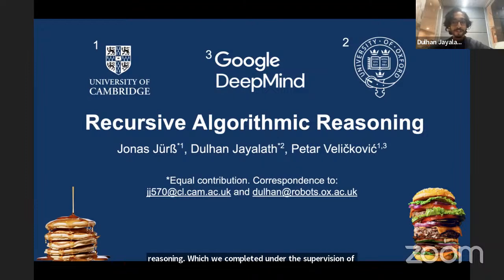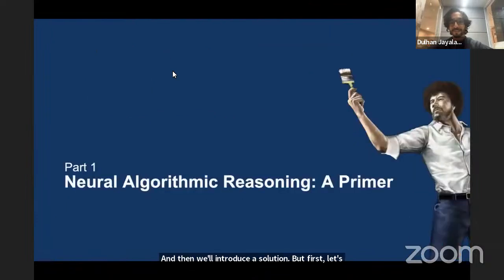So in our work, we try to resolve the following question: how can neural networks execute recursive algorithms? I'll first try to convince you why we think they currently can't execute recursive algorithms well, and then we'll introduce a solution. But first, let's have a look at neural algorithmic reasoning.